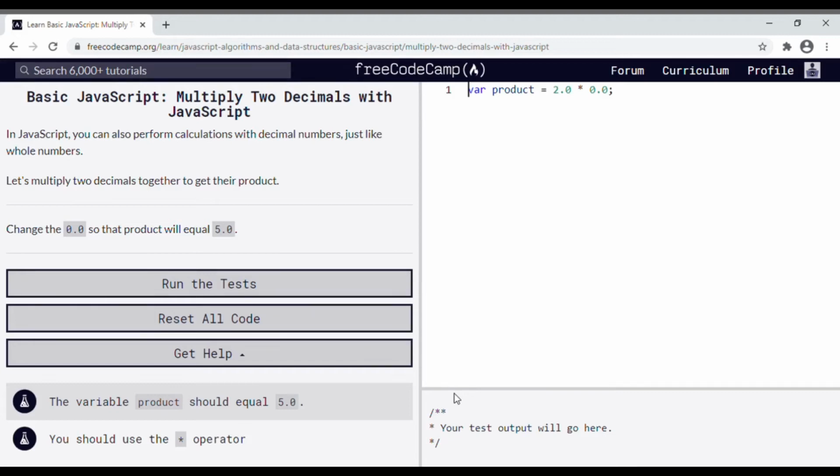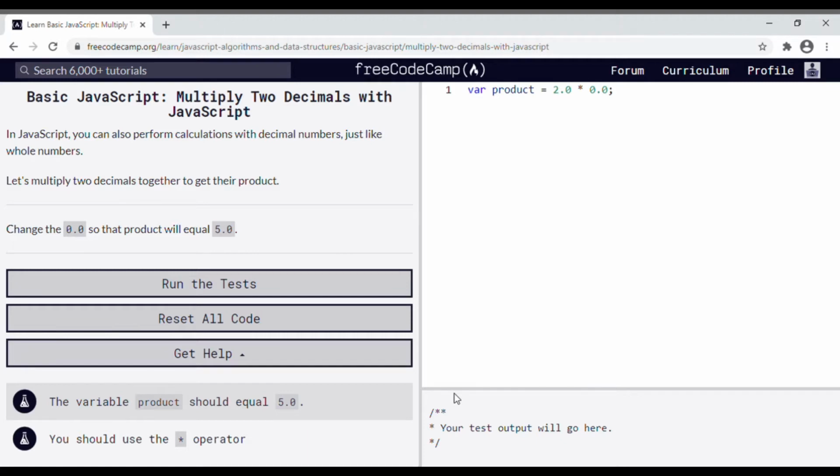Okay, so it's multiply two decimals with JavaScript. In JavaScript, you can also perform calculations with decimal numbers just like whole numbers. Let's multiply two decimals together to get their product. Change the 0.0 so that the product will equal 5.0.